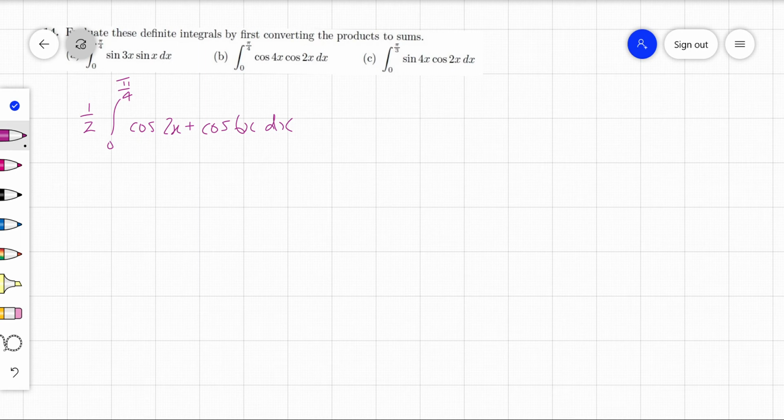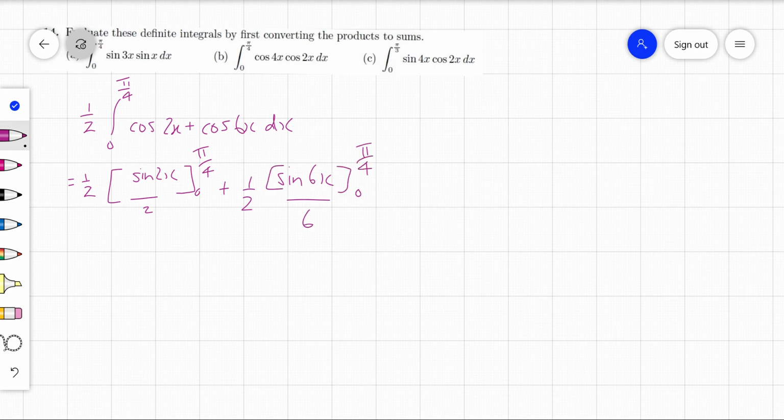So again, if I put a half out the front, I can go straight ahead and integrate. So I've got sine 2x on 2. I'm going to do that separate. So again, I'm going to put a half out the front. And here I've got sine 6x on 6. So again, if I put that 2 out the front with the half, I've got a quarter.